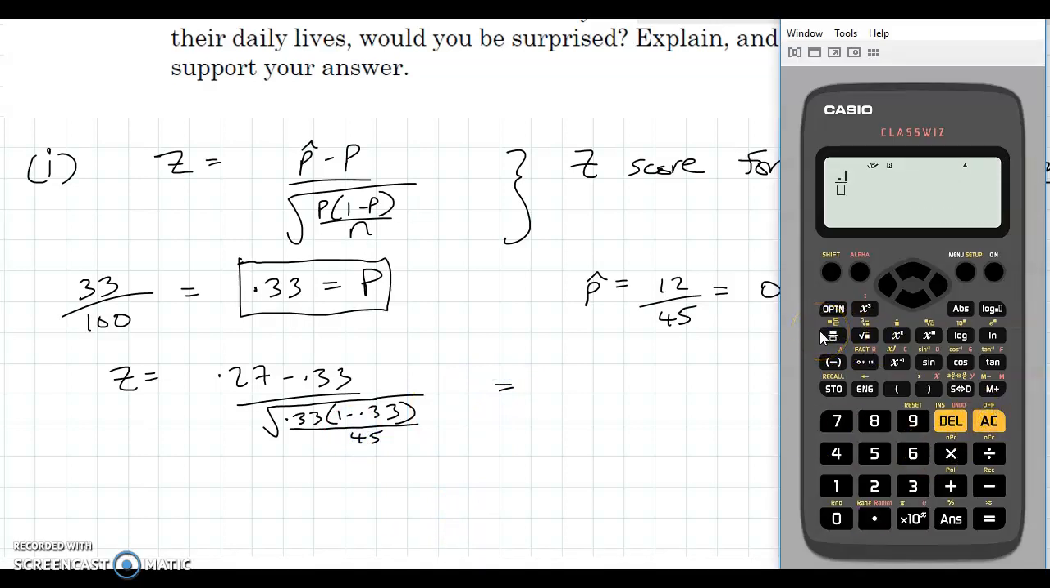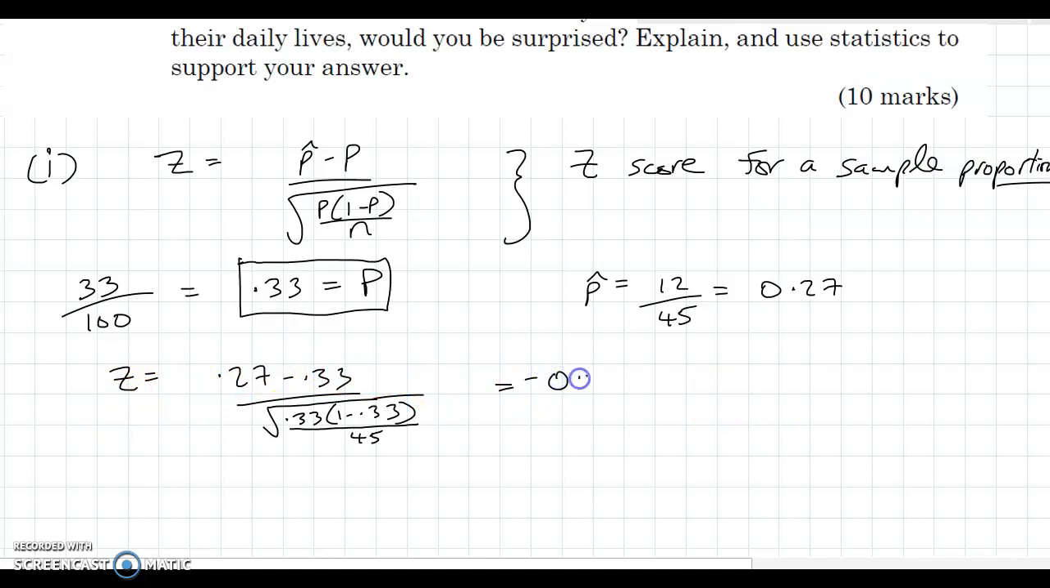Fraction key, 0.27 on top minus 0.33. Then we're going downstairs, oops, I'll go back to the start now. So fraction key again, 0.27 minus 0.33, downstairs we go, and I'm going to go with the square root key, and underneath that I'm going to have a fraction, and at the top 0.33, open a bracket, 1 minus 0.33, close bracket, and then down we go and we stick in our sample size of 45, and we press equals. This is going to be a negative, and to two decimal places it is minus 0.86.